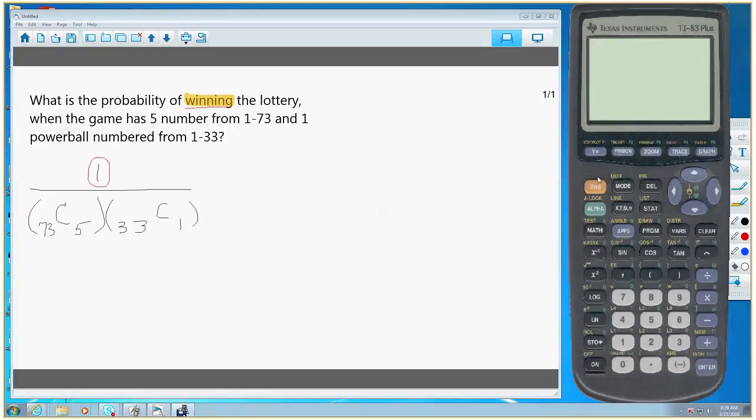All right, so type in 73, Math, Probability, nCr, 5. Times, parentheses, 33, combination of 1, so multiply those two together, 150,203,034, times, second function, answer. I got that. What'd y'all get?